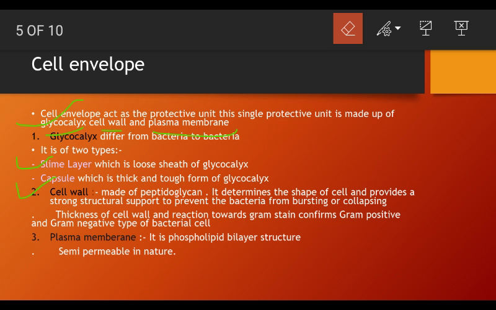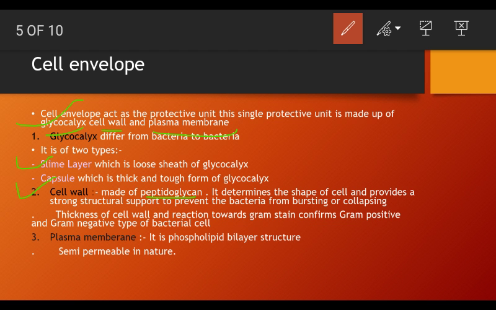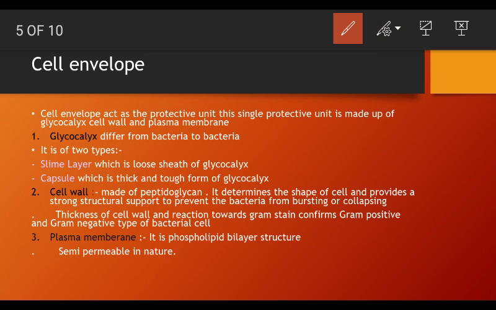The inner one, the second one, is the cell wall. Cell wall is made up of peptidoglycan. It determines the shape of the cell and provides strong structural support to prevent the bacteria from bursting or collapsing, right? It prevents the bacterial cell from bursting or collapsing. Cell wall is made up of peptidoglycan.